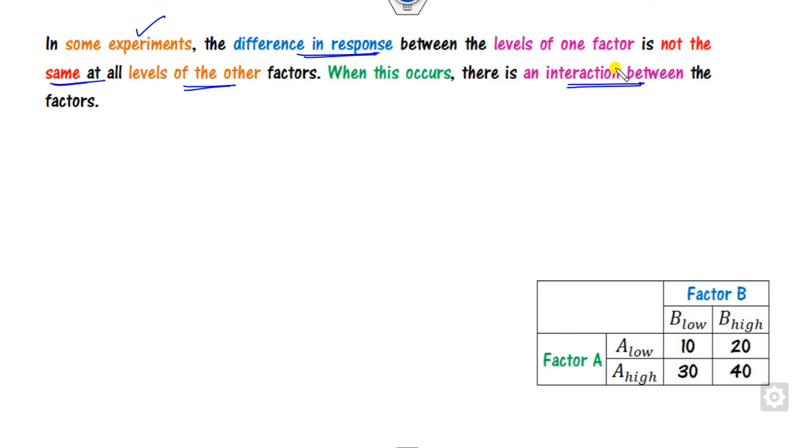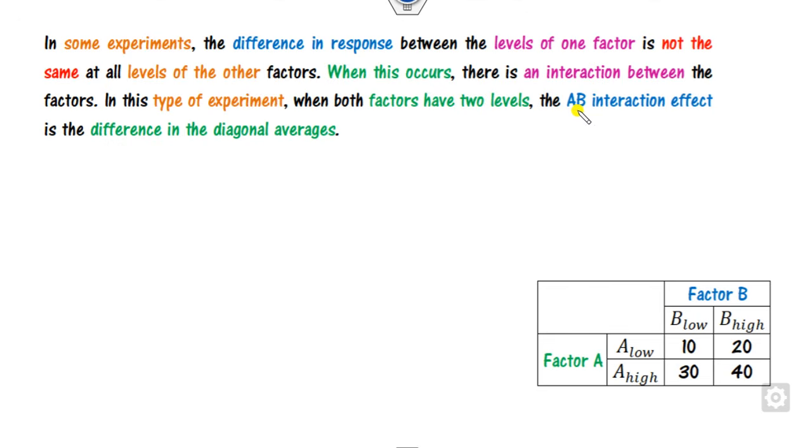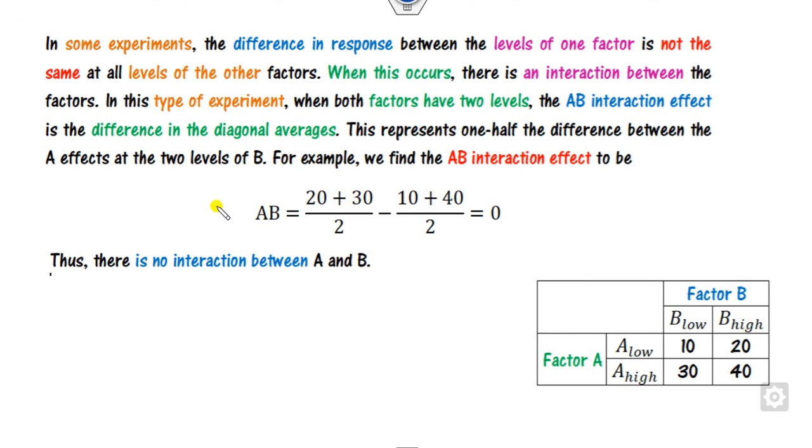How do you compute the interaction factor? We denote it as AB, the interaction factor between A and B, which is defined as the difference in the diagonal averages. So what is the average of the diagonal entries of the high? It is (30 + 20)/2, this is the average, minus (10 + 40)/2, the low. So once it is 0, what is the meaning of that? There is no interaction between them.